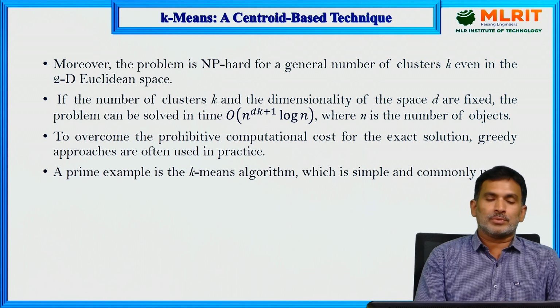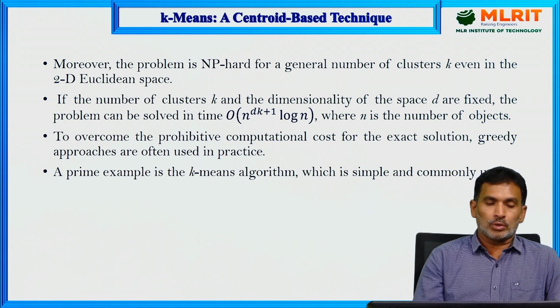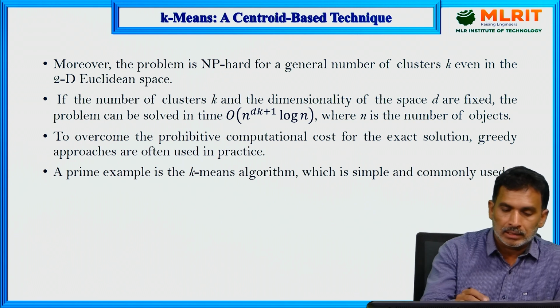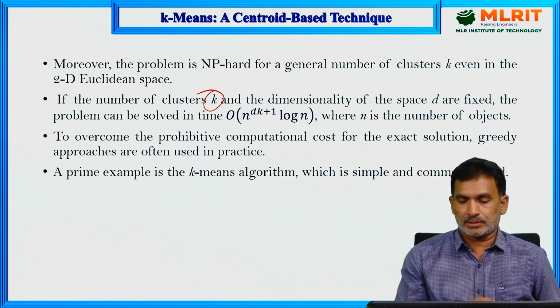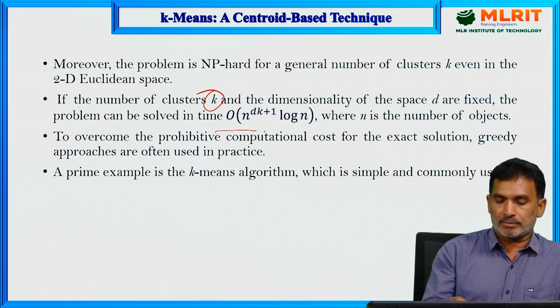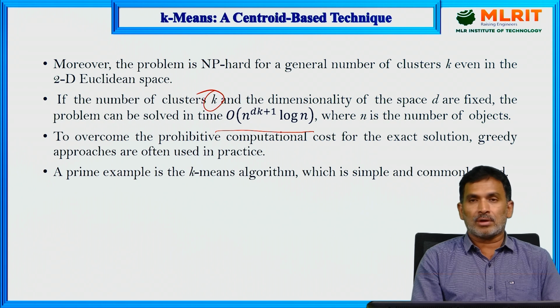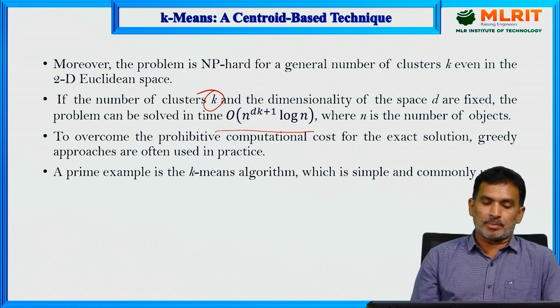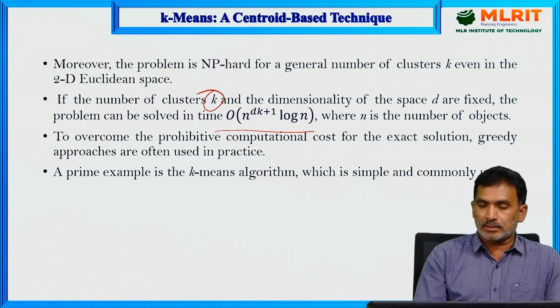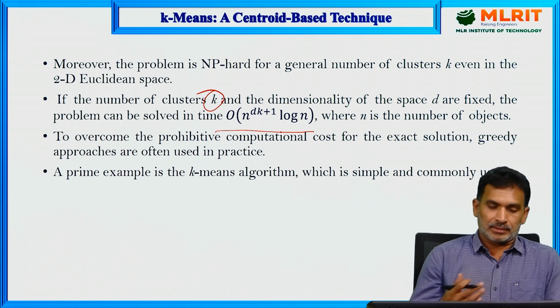Moreover, the problem is NP-hard for a general number of clusters K even in two-dimensional Euclidean space. If the number of clusters K and the dimensionality of the space D are fixed, the problem can be solved in order of n to the power of dK+1 log n, where n is the number of objects. So to overcome the prohibitive computational cost of an exact solution, greedy approaches are often used in practice.